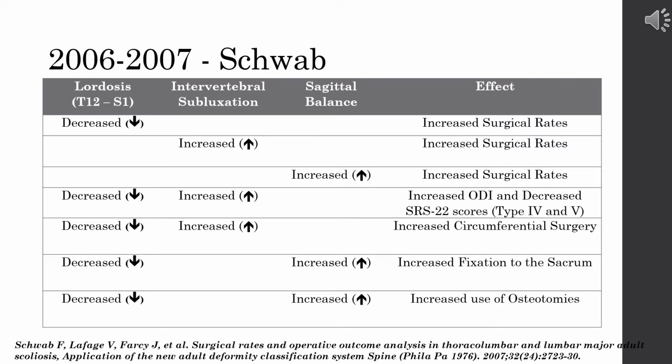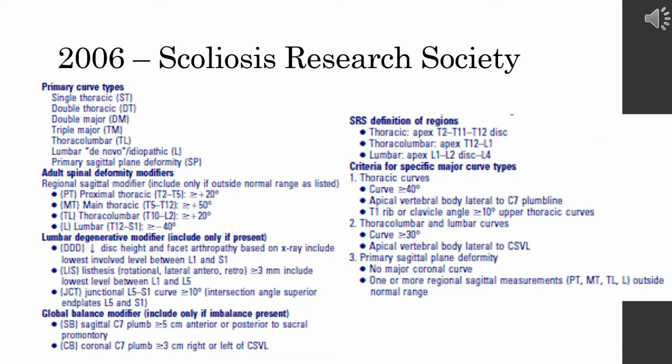Decrease in lumbar lordosis and increase in vertebral subluxation resulted in an increased use of circumferential surgery, an increased ODI score, and decreased SRS-22 scores in patients with Type 4 thoracolumbar and Type 5 lumbar curves. As lumbar lordosis decreased and sagittal balance increased, there was increased use of osteotomies and an increased fixation down to the sacrum. The SRS published a largely descriptive classification system in 2006.